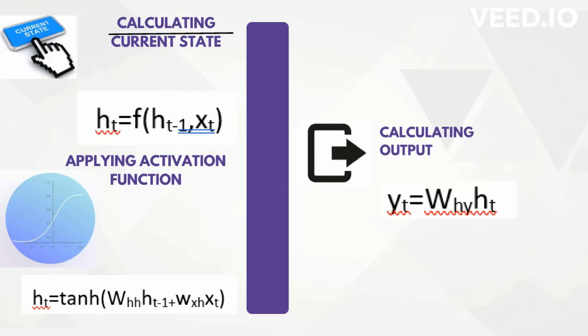And how to calculate the output? yt = Why ht, where yt is the output of the neuron and Why is the weight at the output layer. These parameters are updated using backpropagation. However, since RNN works on sequential data, here we use an updated backpropagation which is known as backpropagation through time.